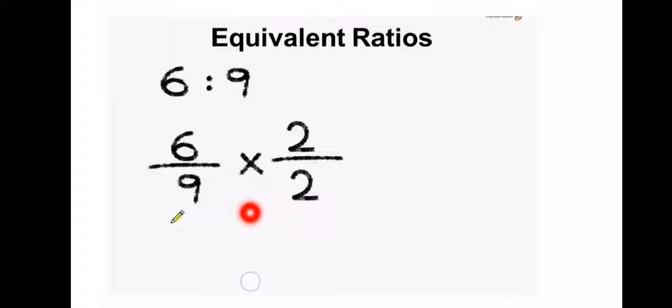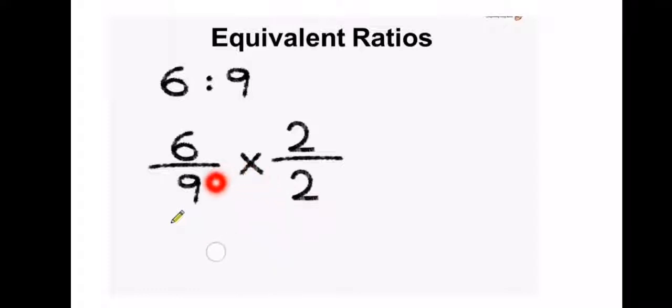I will multiply by, for example, 2. Should every time I multiply by 2? No, you can use any number you want, but it has to be the same up and down. It means 6 will be multiplied by 2. You should multiply 9 also by 2.